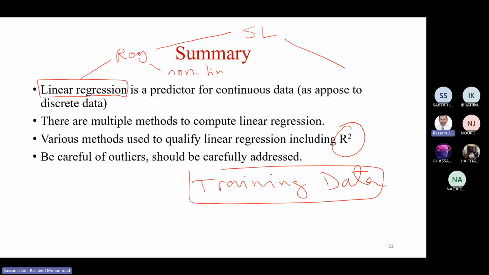We said the R square varies from 0 all the way to 1. You want to be as close to 1 as possible, because that means that your independent variable explains the variation in the dependent variable. And that's what you want.